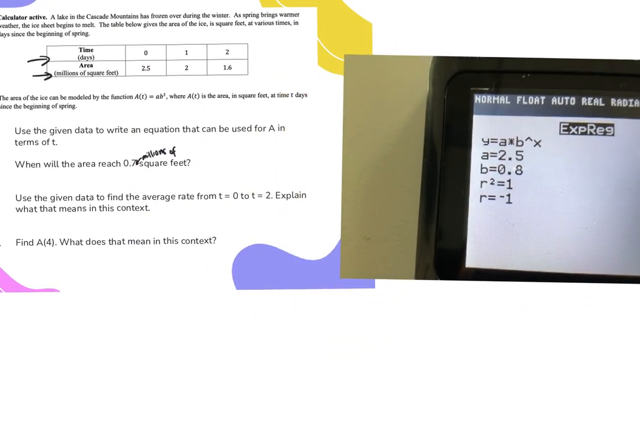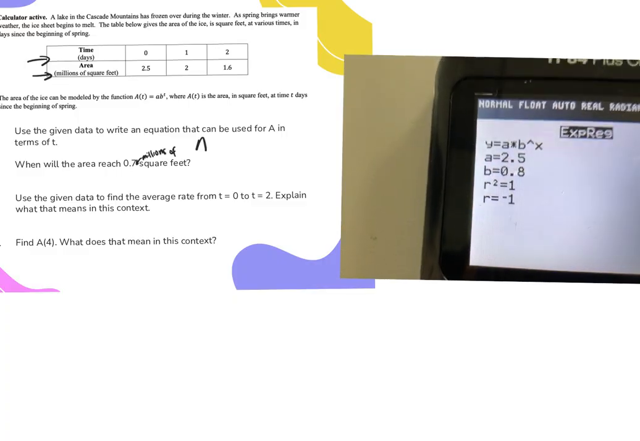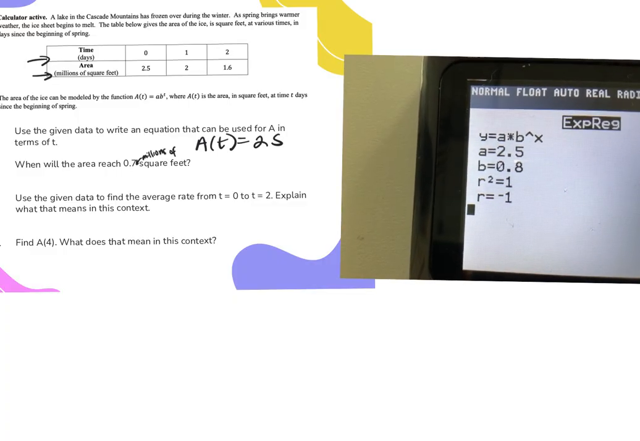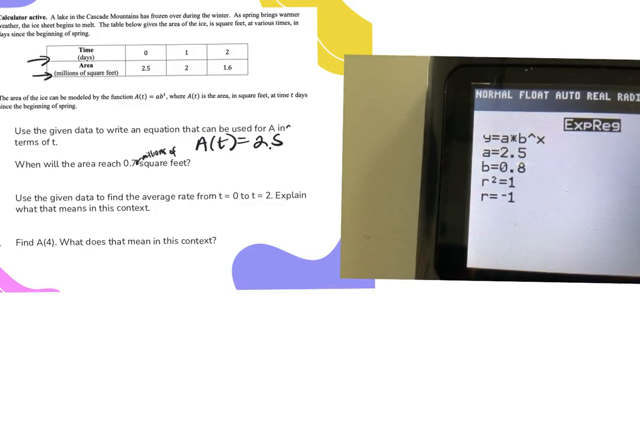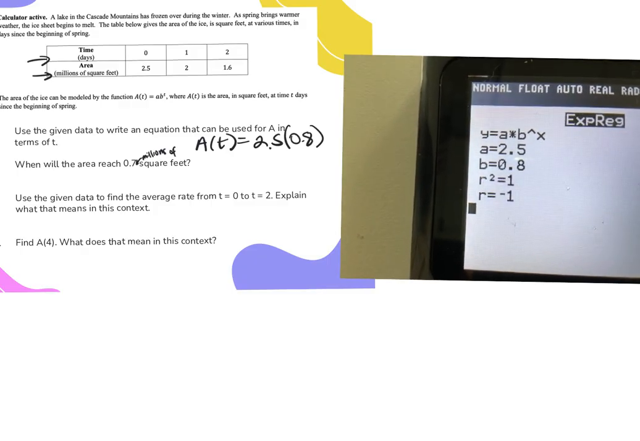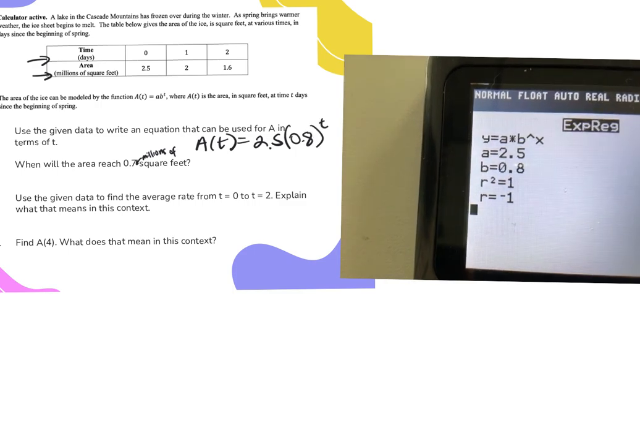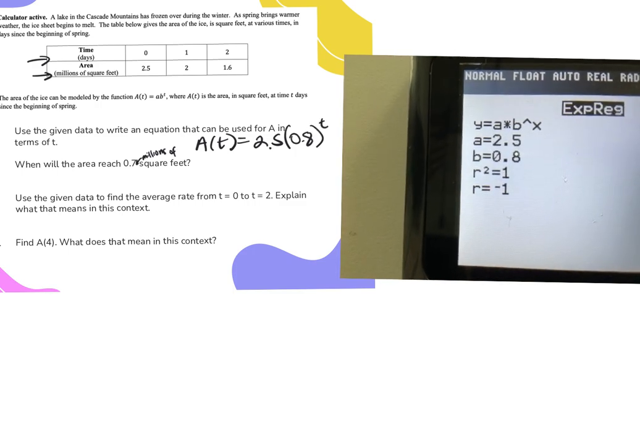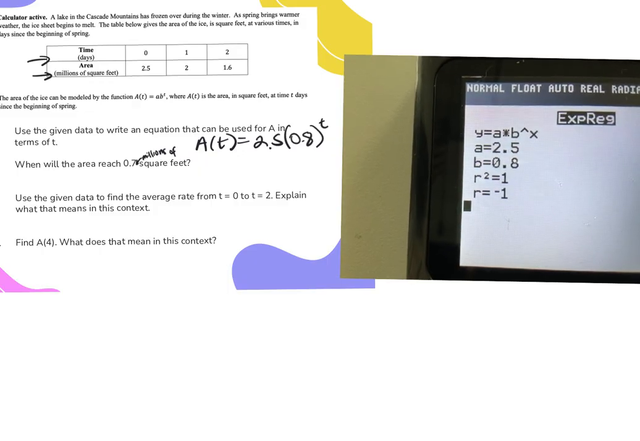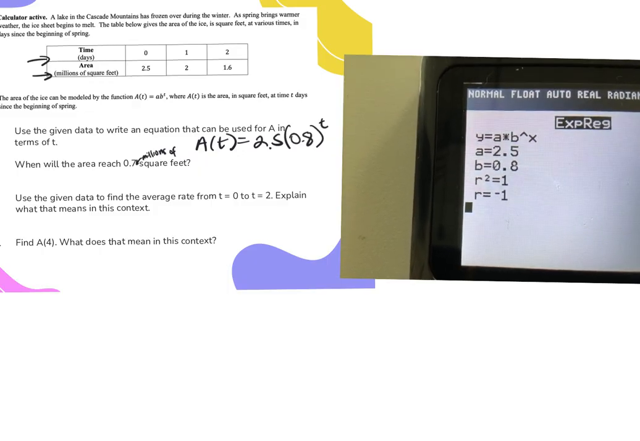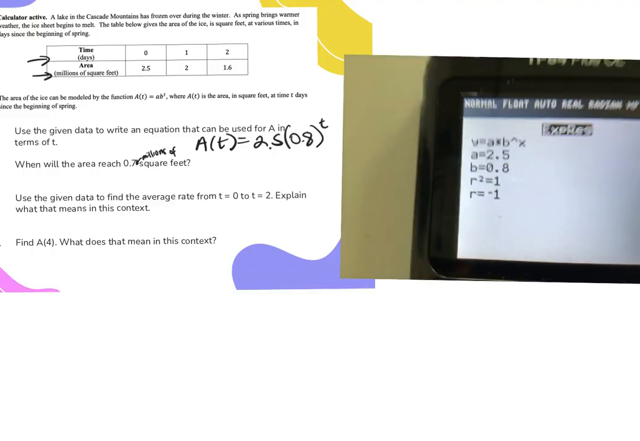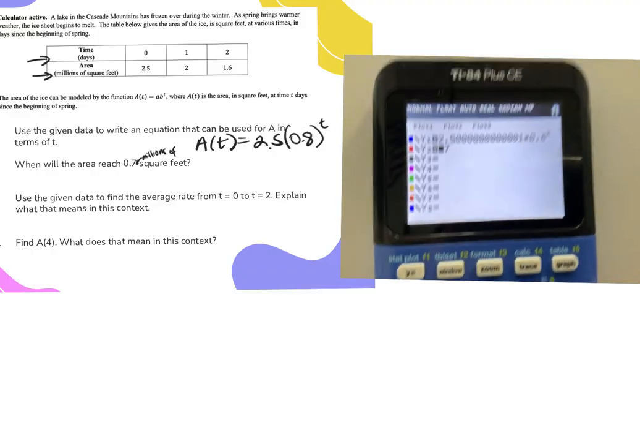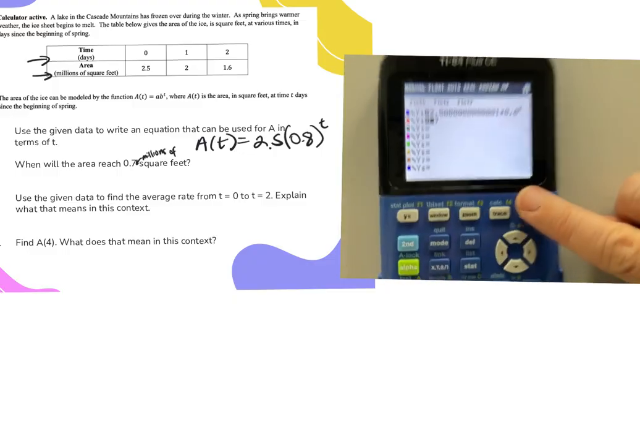Y equals, and this time it's A of t. A of t equals, the A0 is 2.5, which is consistent with my chart, times 0.8, which is what I would have gotten had I divided them, raised to the t. Then it says, when will the area reach 0.7 million square feet? Is area my input or my output? Output. So I want to know when the Y2, I'm going to make Y2 0.7, and then I'm going to graph it.